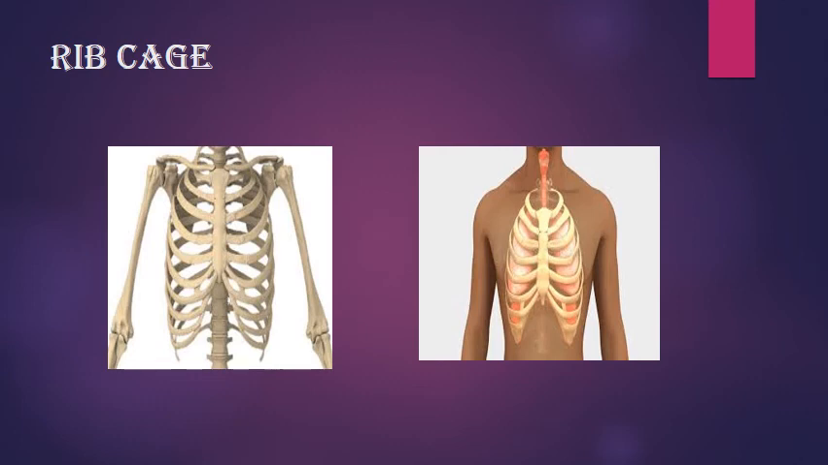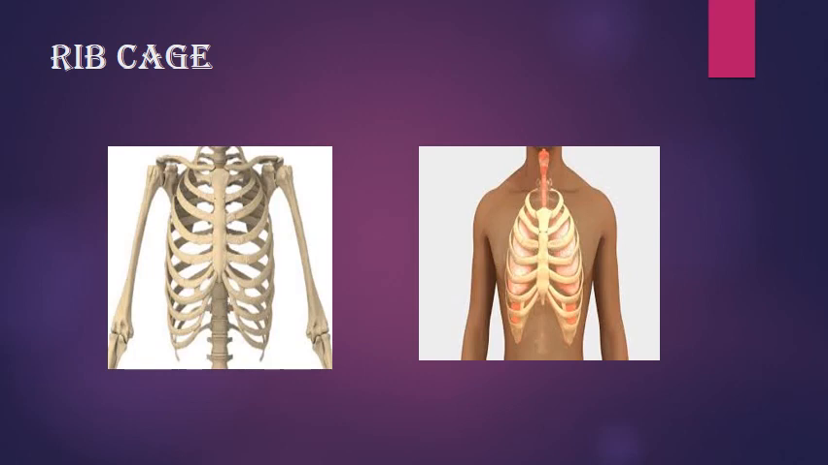At the back side it is attached to the vertebral column, and in the front side it is connected to the breastbone. So this is the rib cage, and in the picture you can see its structure.